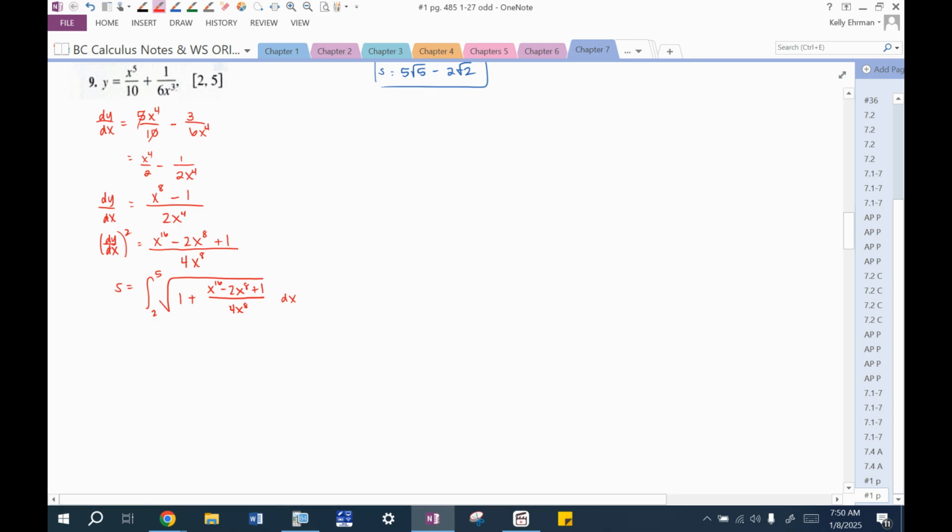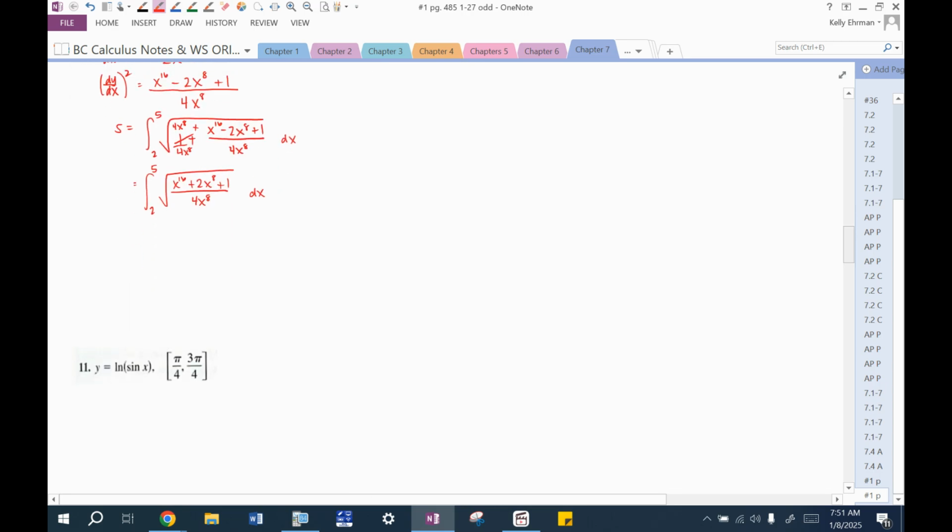So once we get all of this out, you need to do a common denominator here. So 1 is going to be 4x to the 8th over 4x to the 8th. And when you add your numerator terms together, that's going to make this something I can factor. So let's clean this up a bit. So we have the square root of x to the 16th, 4x to the 8th minus 2x to the 8th is plus 2x to the 8th, plus 1. And then down here it's 4x to the 8th, dx.